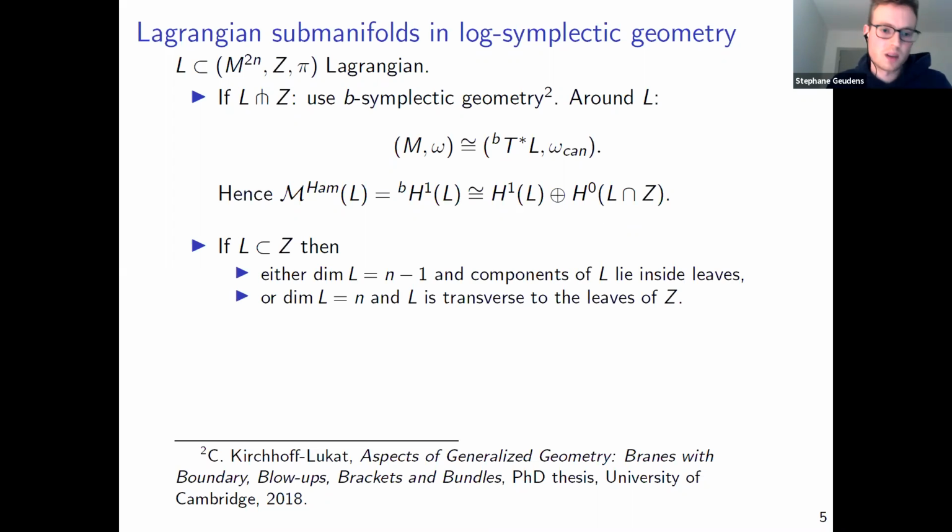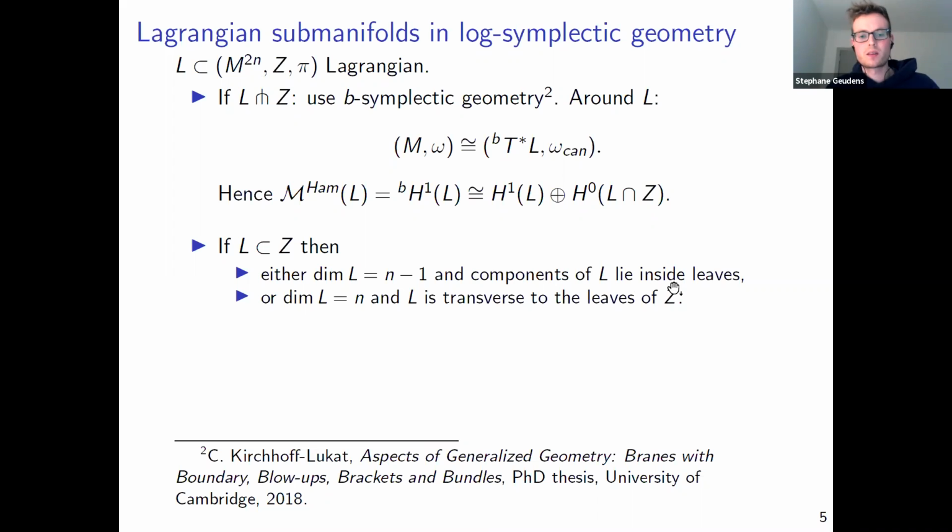And I will look at the other extreme. So I will look at Lagrangians which are contained in the singular locus. And it turns out that there are two possibilities for such Lagrangians. If the manifold M has dimension 2n, then either the dimension of L is n minus 1, in which case its connected components lie inside leaves.